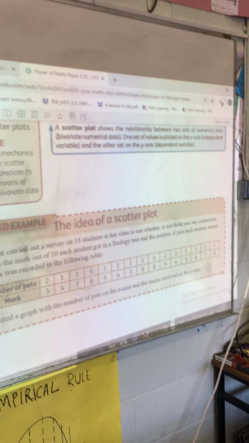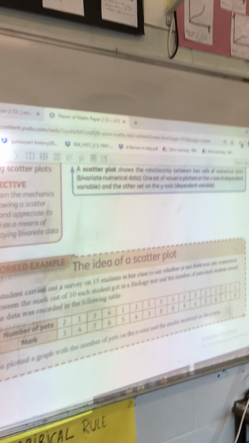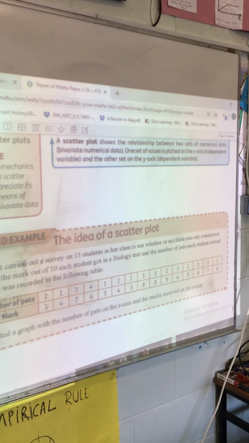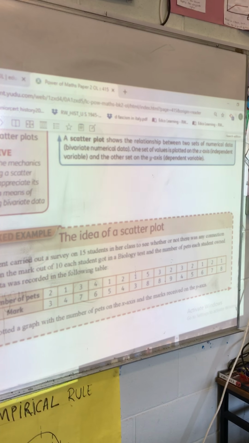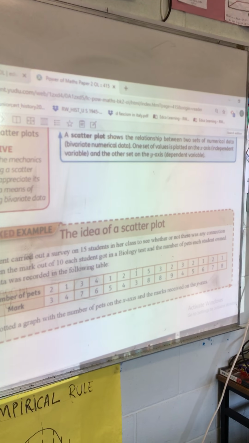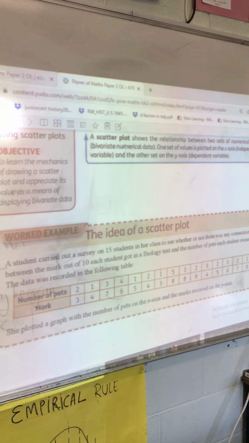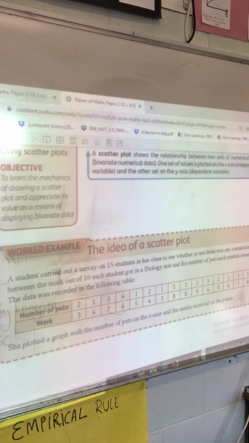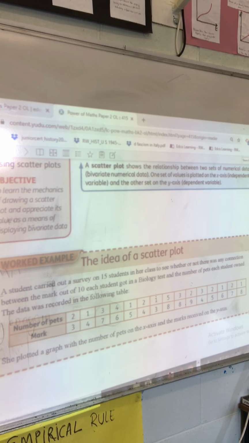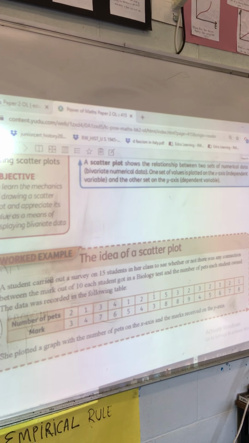It shows the relationship between two sets of numerical data, bivariate numerical data. Bivariate means two pieces of numerical data. One set of values is plotted on the x-axis, and that's the independent variable, and the other is plotted on the y-axis, which is the dependent variable.